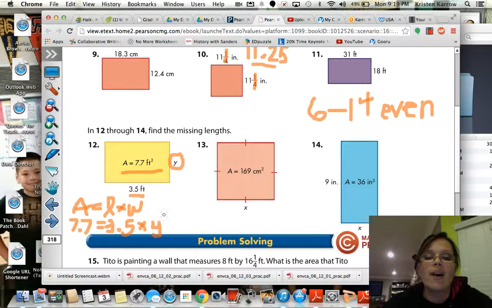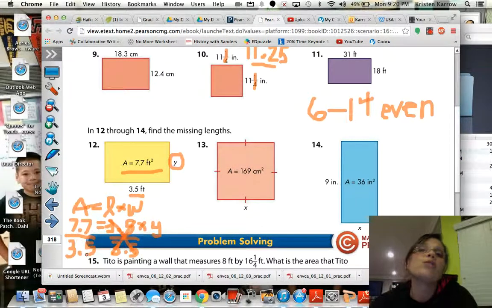I'm going to figure out how I can get that y all by itself. In order to do that, I have to do the inverse operation of multiplication, which is division. So I divide this side by 3.5 to make 1, which means I don't have to write it. They cancel each other out. Whatever I do to this side, I have to do to this side. So I divide 7.7 by 3.5.